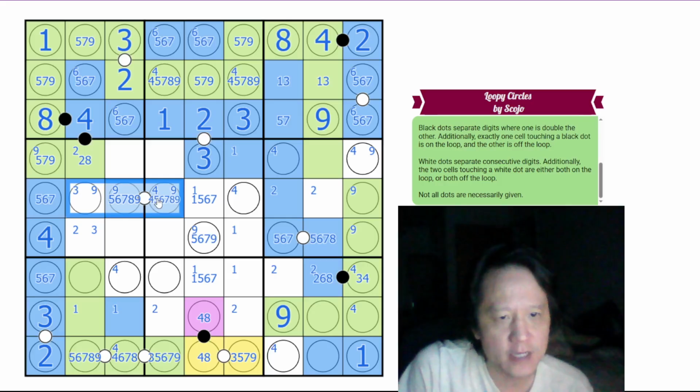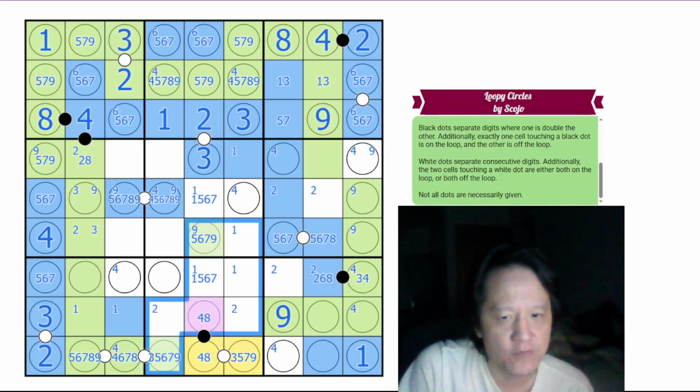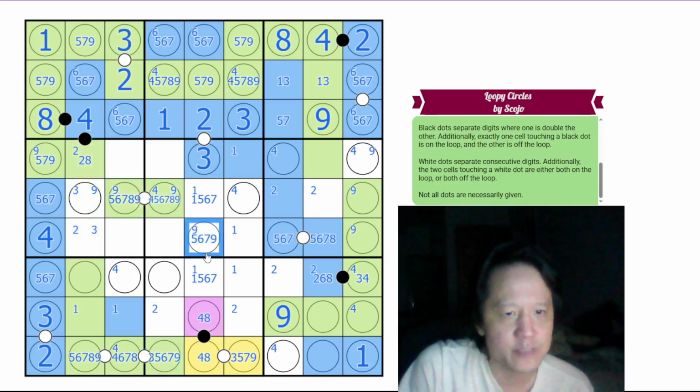So if this is not on the loop, this can't go this way. This would have to go that way. And then this would be a 9, which would have to be on the loop. Which doesn't work, because it then touches itself here. So this has to be on the loop, which means it goes to one of these two. It cannot go here, because that would be on the loop.